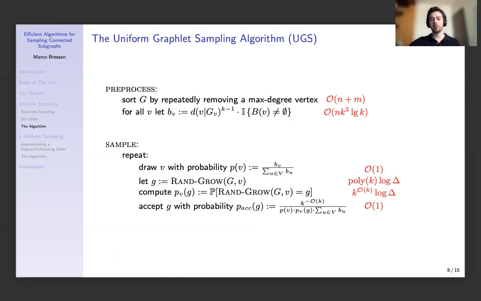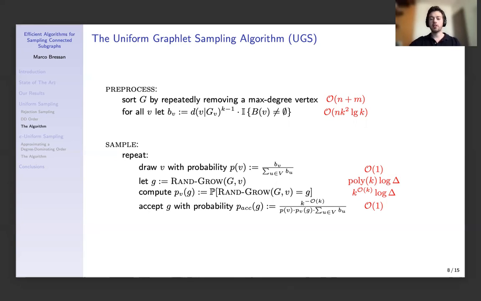With this, we go to the sampling phase, where at each invocation, we draw a vertex V with probability proportional to its estimated bucket size. Then we sample a graphlet from the bucket BV using the routine run grow, which is the routine with a random cut edge selection that I described before. Then we compute the probability that the graphlet will be returned by this procedure. And finally, we do the rejection step.